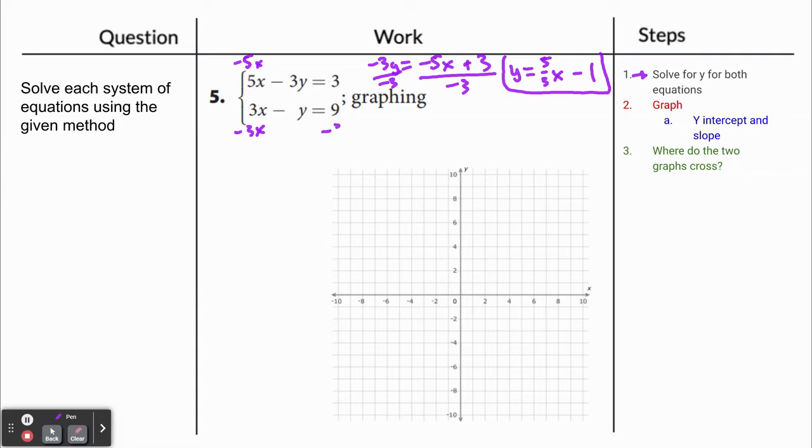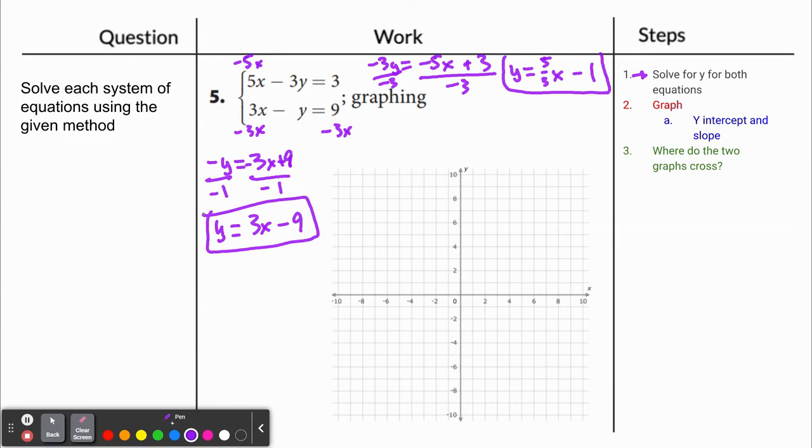But I want to also make this equation into slope-intercept form, so I'm going to subtract 3x from both sides, which gives me negative y equals negative 3x plus 9 here. Then I'm going to divide both sides by negative 1, which gives me y equals 3x, because this just becomes positive, minus 9. So there are my two equations. Now I just need to graph them.